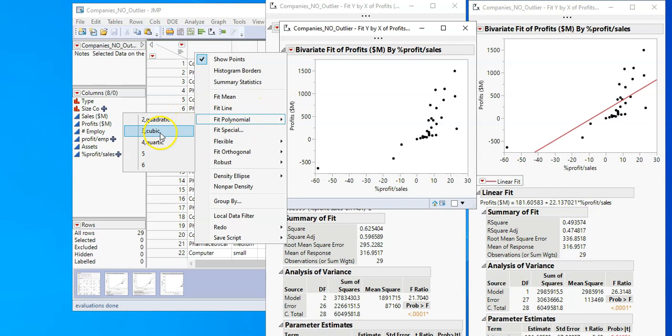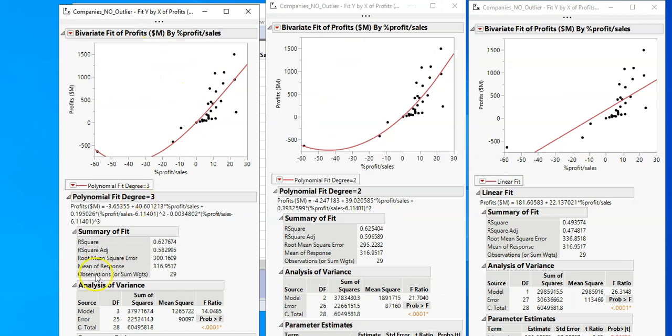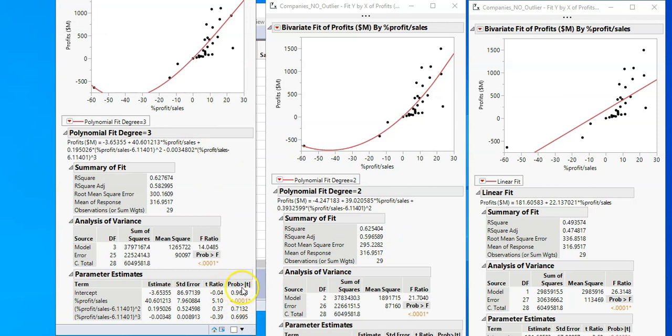We did a quadratic just now. Let's do a cubic, which creates a different curve, and compare. The R-square did not change. The degree of the formula has increased from 2 to 3. That means more complexity in calculations, but R-square hasn't changed much. And if you look down here, the p-values of the model are not significant. They don't show significant, but in the quadratic and in the linear fit, they both are actually significant.